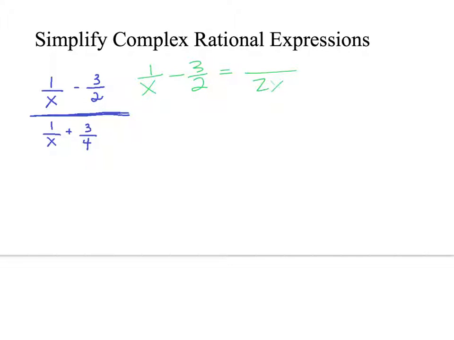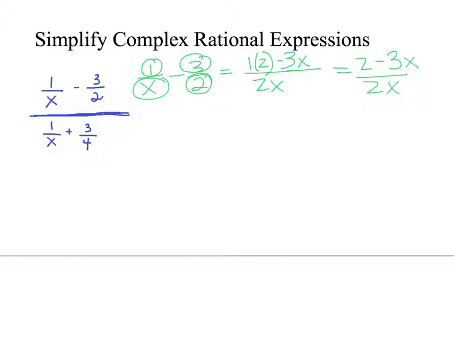So I get 2x, and then I'm going to take my 1 from here and multiply it by the 2 here, and then take my negative 3 and multiply it by my x. So very much using that rule that we looked at before about how to get equivalent fractions. And so I've done it there, and that's going to give me 1 times 2 is 2 minus 3x all over 2x. So that's going to be my simplified version of that numerator.